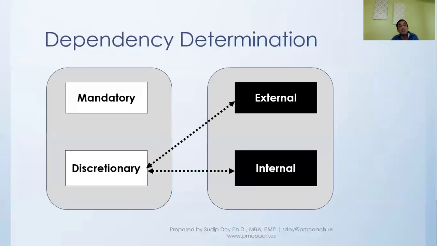Discretionary dependencies are those dependencies that are within the control of the project team. And probably it is because of some best practices that you want to follow that. But if push comes to shove, you can actually relax that a little bit. That is possible. So that is a discretionary dependency.